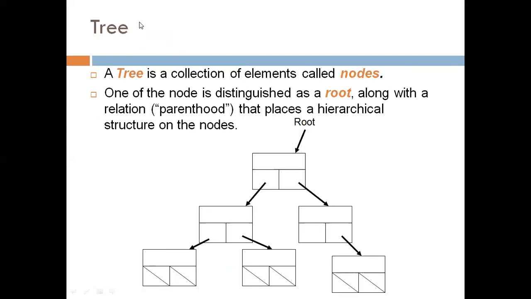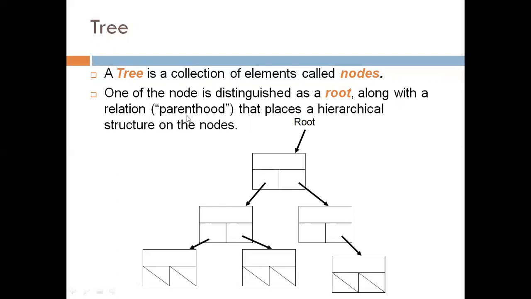Tree. Now we have two more data structures, tree and graph. A tree is a collection of elements called nodes. Linked list में, tree में और ग्राफ में हम टर्म यूज करते हैं एलिमेंट के लिए नोड्स. So it is a hierarchical data structure. One of the nodes is distinguished as a root. This is the pointer. Root is also a pointer. It is used to point to the root node. और आप एक्सेस कर सकते हैं एलिमेंट्स को रूट के द्वारा. ऐसा नहीं कि आप इस एलिमेंट को डायरेक्टली एक्सेस करना है. So to access any element, you have to go via root.